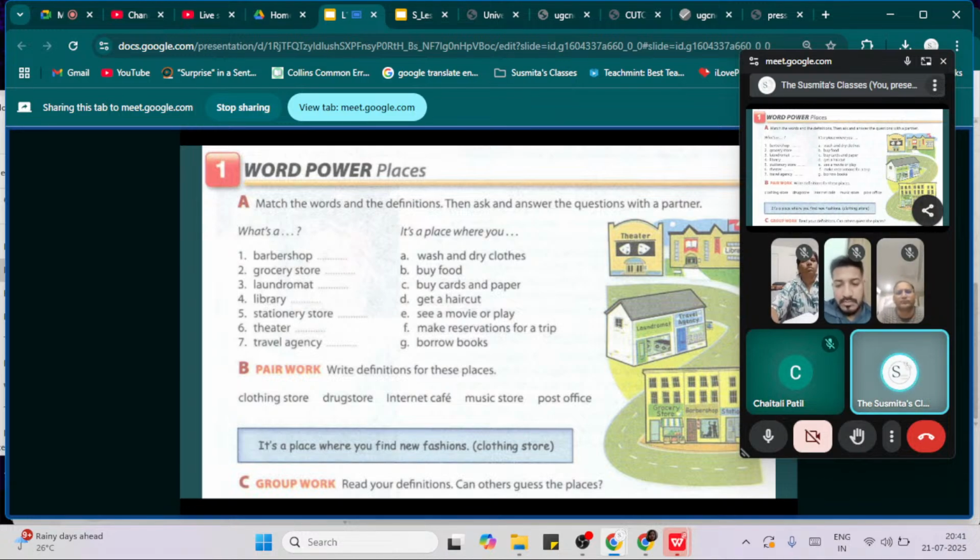Okay. That is how you will answer. Rewrite the whole sentences in your notebook quickly.